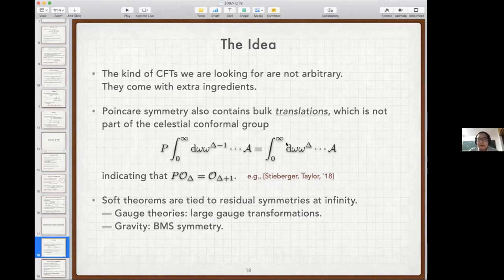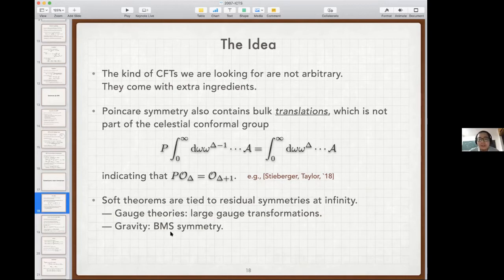Apart from this, of course, we know that the original idea about this celestial description actually comes tightly with the connection to the soft theorems. And many people have already studied quite a lot about this. And we know nowadays that these soft theorems are also closely tied to the residual symmetries at infinity. For example, for gauge theories, they are tied to the large gauge transformations. And for gravity, more interestingly, there is a so-called BMS symmetry on the boundary. Okay, and here we also would like to see whether we can make use of them.